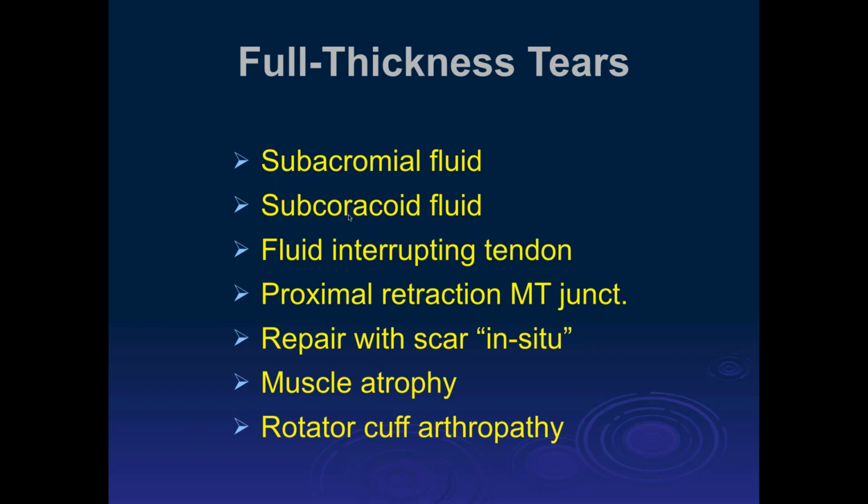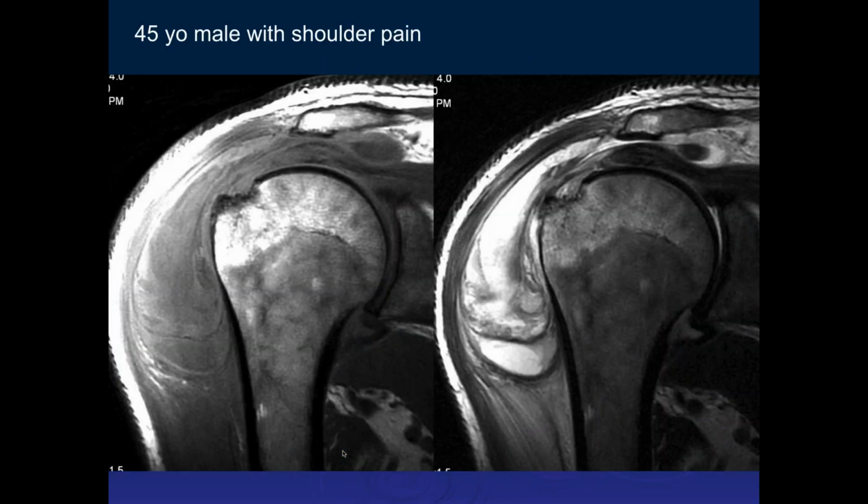Fluid in the subcoracoid bursa, fluid actually interrupting the tendon, proximal retraction of the muscular tendinous junction, as well as retraction of the distal end of the tendon, repair with scar in situ, which we talked a little bit about, muscle atrophy, and rotator cuff arthropathy. So why don't we start here? Thomas, what do you think of this case?